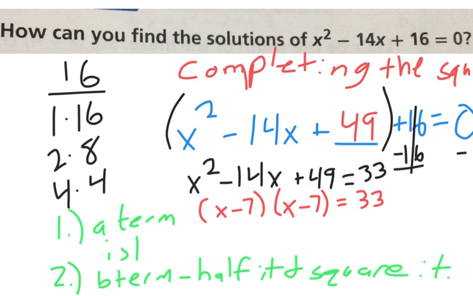No, because these could be 1 and 33, could be 3 and 11, right? So I can't take each one of these and set it equal to 33. Does everybody understand that? Why you can't? Because it's not a 0. The only time you can do that is when it's a 0.